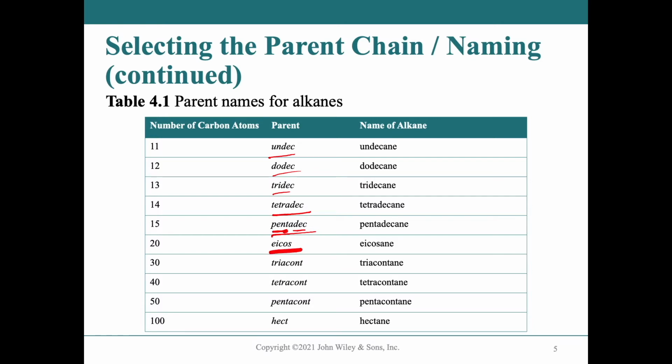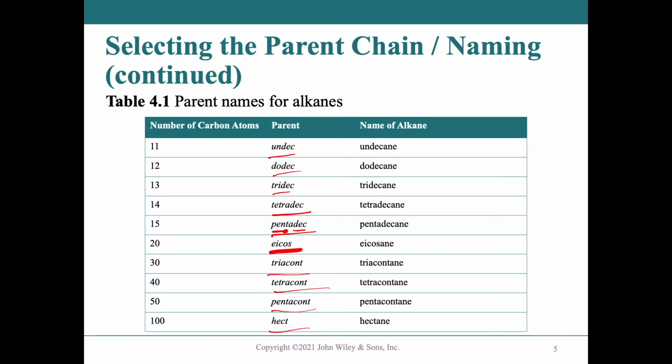20 is eicos, right? And you know eicos from the shape, the icosahedron, which is a 3-dimensional shape that has 20 sides on it, right? And then there's 30, which is triacont, right? And then 40 is tetracont, pentacont, and then 100 is hect, right? You'll never go up that high, but just for future reference, okay?